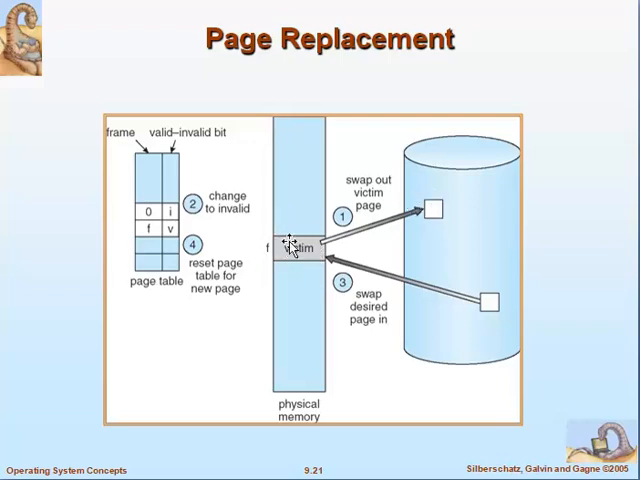Once we have changed that to invalid, the desired page is loaded back onto the memory, and once it is loaded, we reset the page table for the new page. Whatever the new page is, we update the page table with that information.